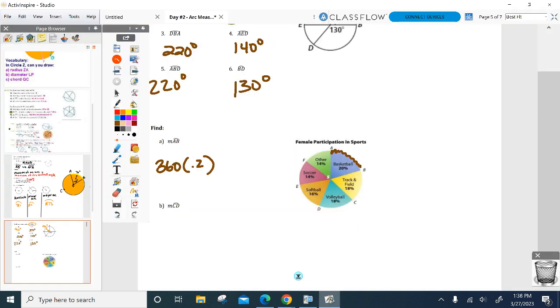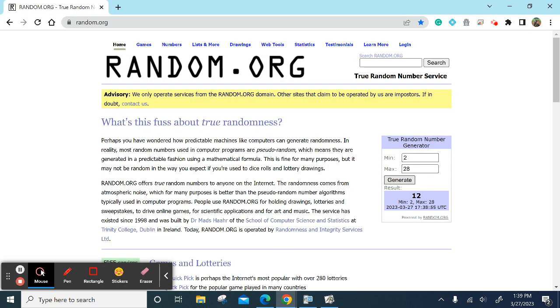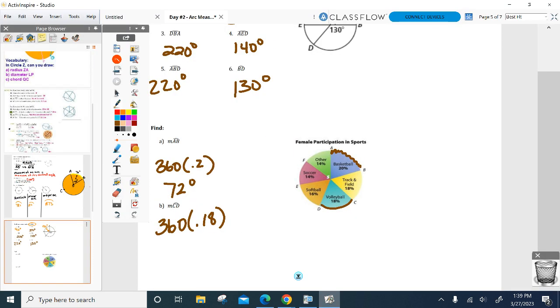12, what did you get for arc AB? 72 degrees, looks good. And then just so we make sure we got this, we're all solid here. Arc CD, 18% of it, so times 0.18. And arc CD, 3, when you're ready. 64.8. Now you can go.